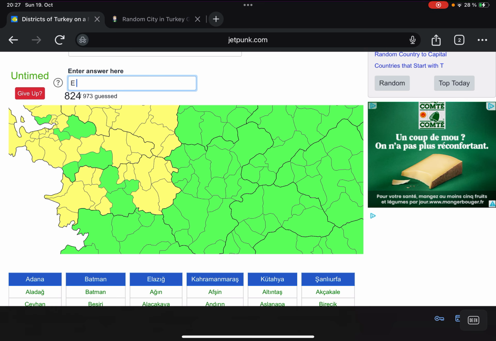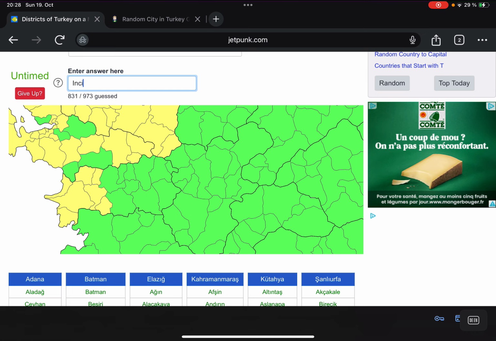Then we have Efeler, Sultan, it's Sultan Hisar, I think. Sultan Hisar. Oh, that's this one. Okay, so this is Köşk, Nazilli, Kuyucak, Buharkent. This should be Karacasu. And here's Bozdoğan.